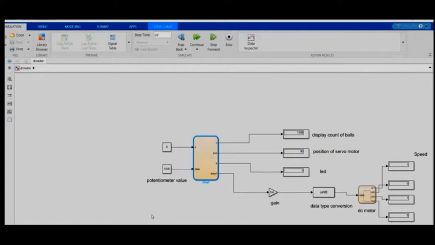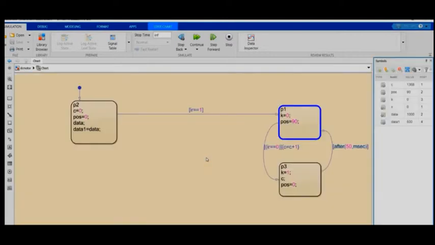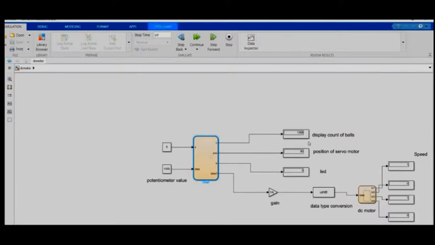Then coming to the sensing unit. In the sensing unit, we have used the IR sensor, which will help us to count the total number of balls. If the IR sensor senses the value 1, then we are going to increment the value of the C, and finally showing the total number of balls displayed here. And we have also used the LED, which will give the indication of the ball passing for 1 second.